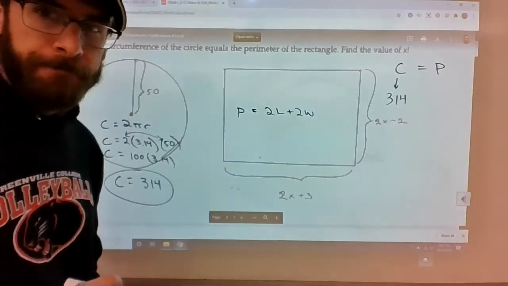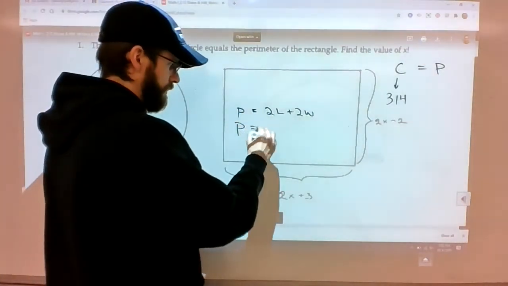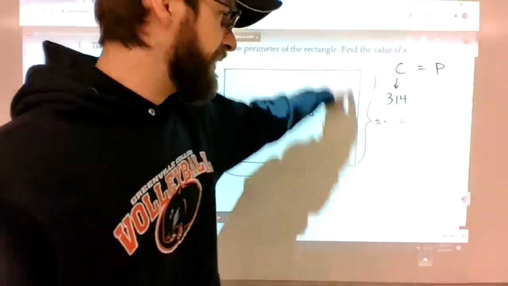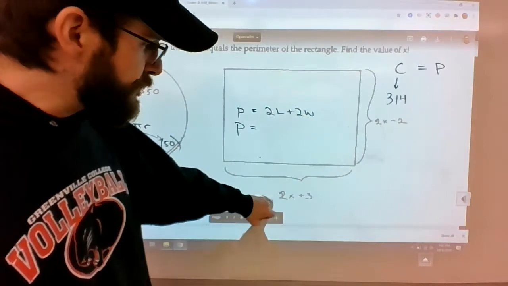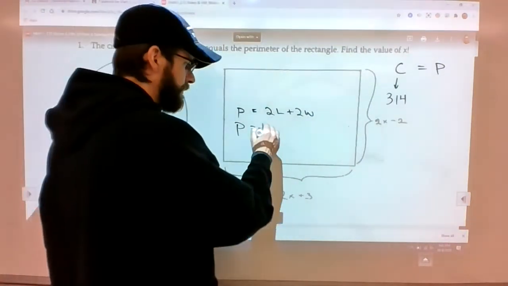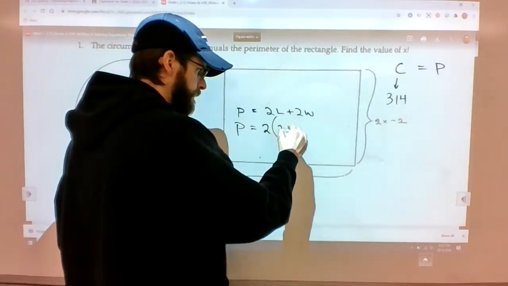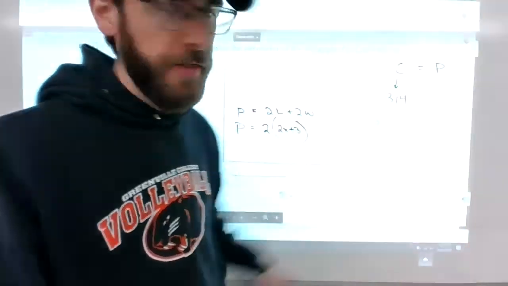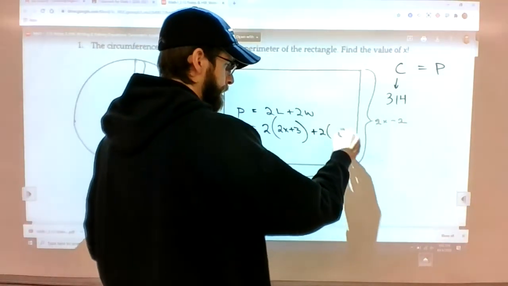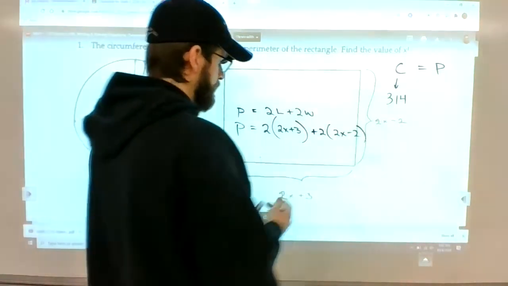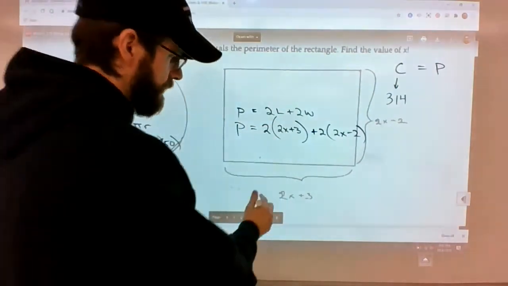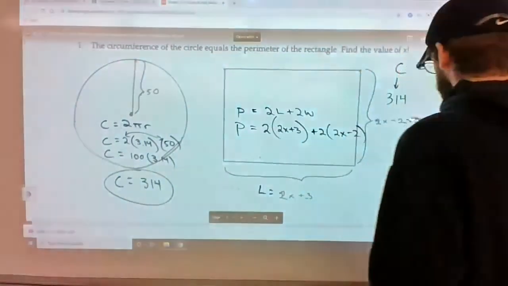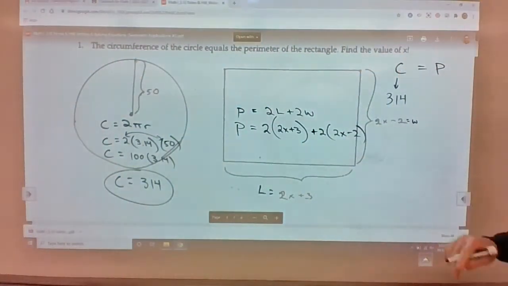What about the perimeter? Well, once I decide who my length is and who my width is, I can just do a straight plug-in. I'm going to say that 2x plus 3 is going to be my length, and 2x minus 2 is going to be my width. So L equals 2x plus 3, W equals 2x minus 2.